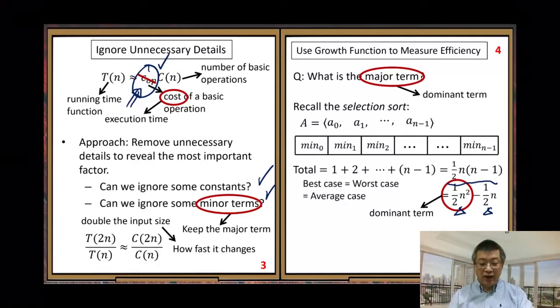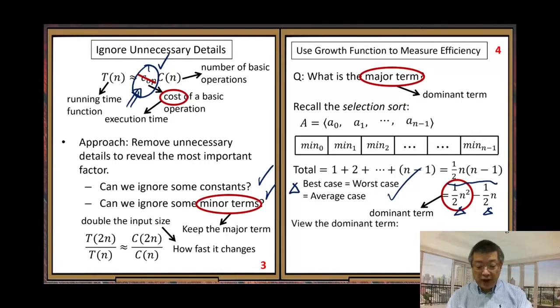Before we take that step, let me talk about a question I asked you when we learned selection sort. At that time, I asked you to look at the best case, worst case, and average case for selection sort. They are the same, because there is only one case. That single case is the best case, the worst case, and also the average case. That simple.